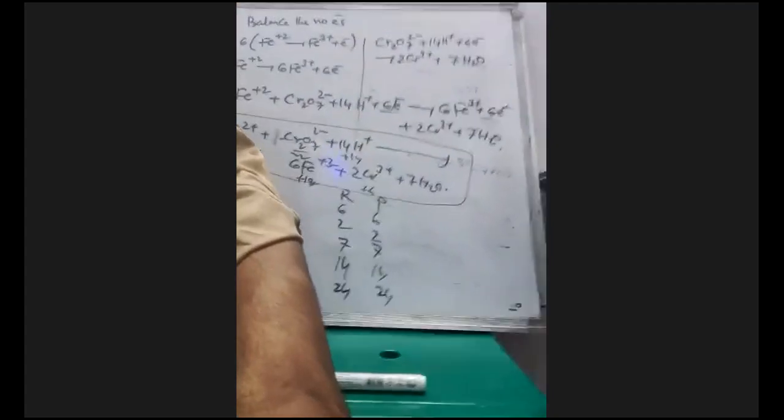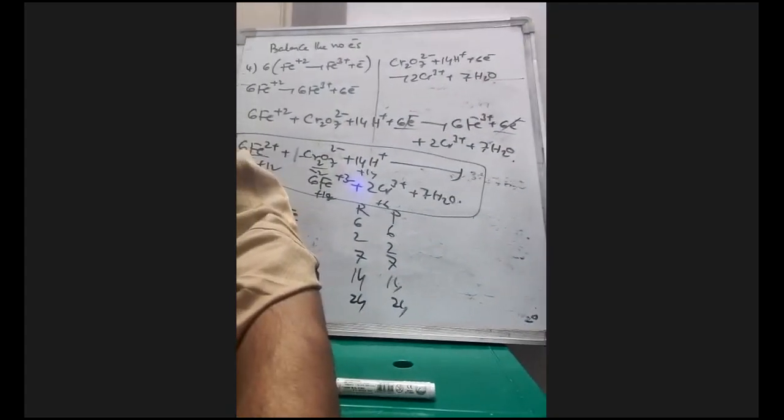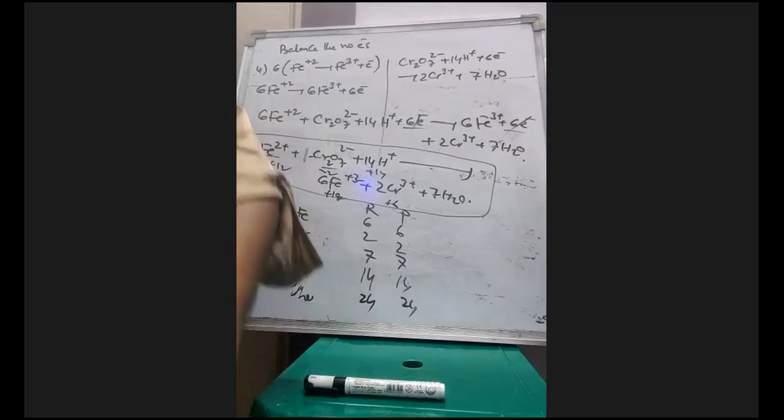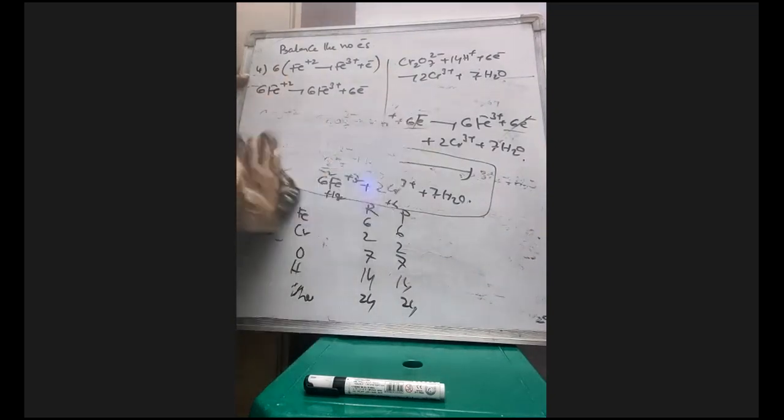After equalizing the electrons, combine both the half reactions. So this is the way to balance the redox reaction by the ion electron method. Now let me take another example and discuss.